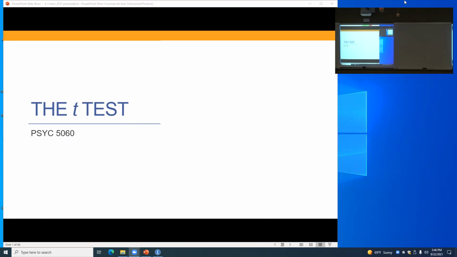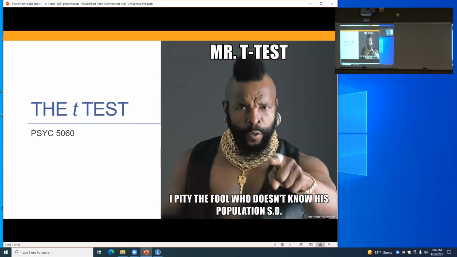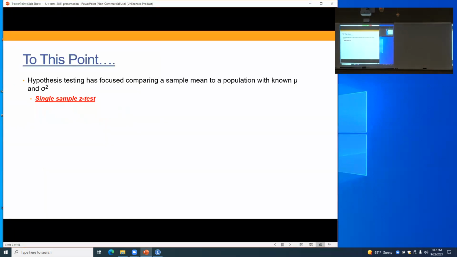t-tests. Everybody's been waiting for this, right? Everybody's been asking, when are we going to get to the fool who doesn't know his population standard deviation? Important thing, Mr. T-test. All right.